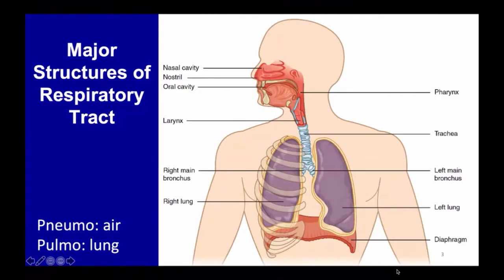In terms of the respiratory tract, these are the major structures that we're going to be talking about. Nasal cavity, the nostrils, which are also called nares, the oral cavity, the pharynx, the larynx, which is what we use to make sound, the trachea, which is the main airway, the bronchi, which are formed where the trachea splits, and then the lungs themselves, as well as the muscles of inspiration and expiration.